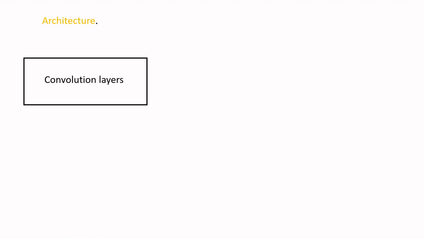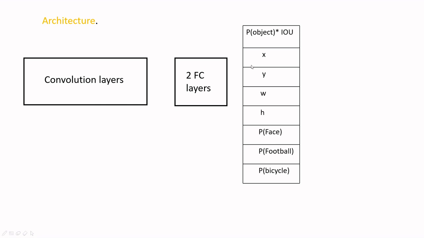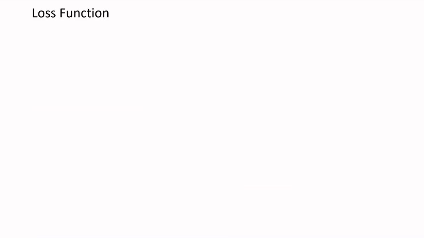I'll not go very deep into architecture, but it is very helpful to know that the architecture consists of several convolutional layers and two fully connected layers, and these two will be responsible for giving us these 8 boxes as the output. Fine. Now we'll be looking at the loss function. The reason I've included the loss function is because the loss function is actually kind of interesting.